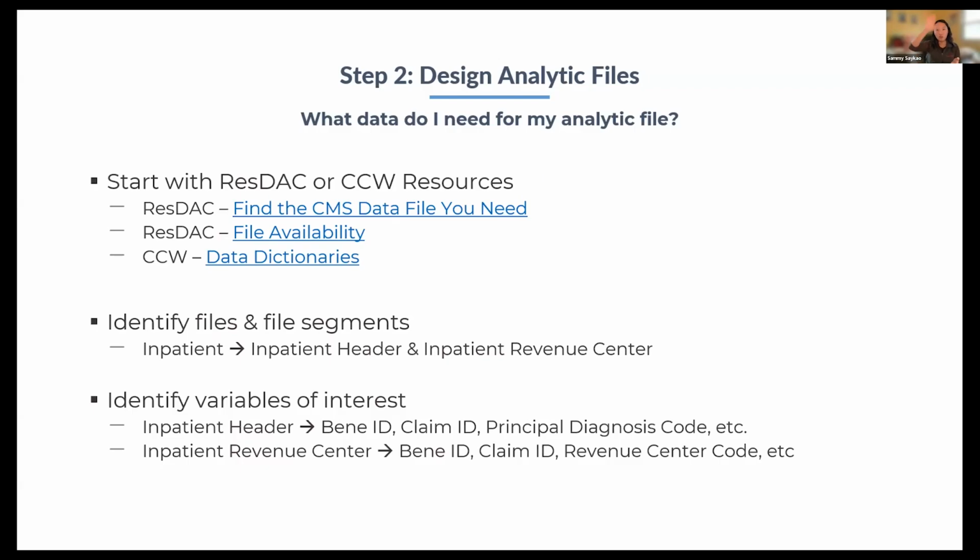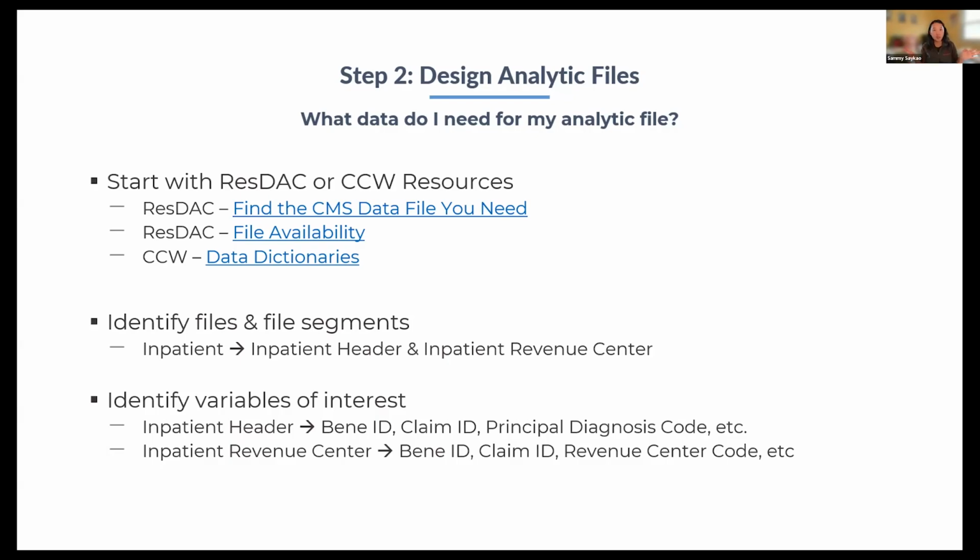So you're not overwhelmed by all of the files and the different labels. It's an easier way to walk you into thinking about what CMS data you need. And then CCW, which is the data distributor, has data dictionaries available on their website. We also have data dictionaries on our website. Both have the same information, just formatted differently. Sometimes I find it helpful to go to the ResDAC website, and sometimes I find it useful to download CCW's data dictionary. So I think having both available is really helpful.